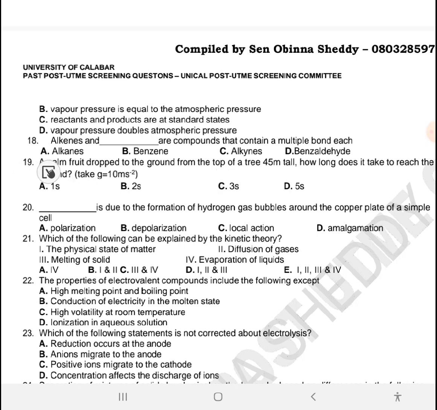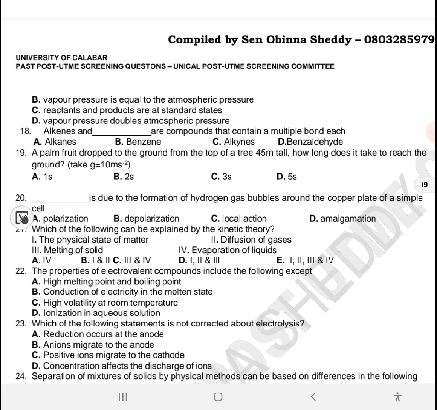Number 19, a palm fruit dropped to the ground. This question is a physics question. You see, that's a mess now. Meaning the answers provided for the next question might be wrong, if you are part of those who just want to cram.